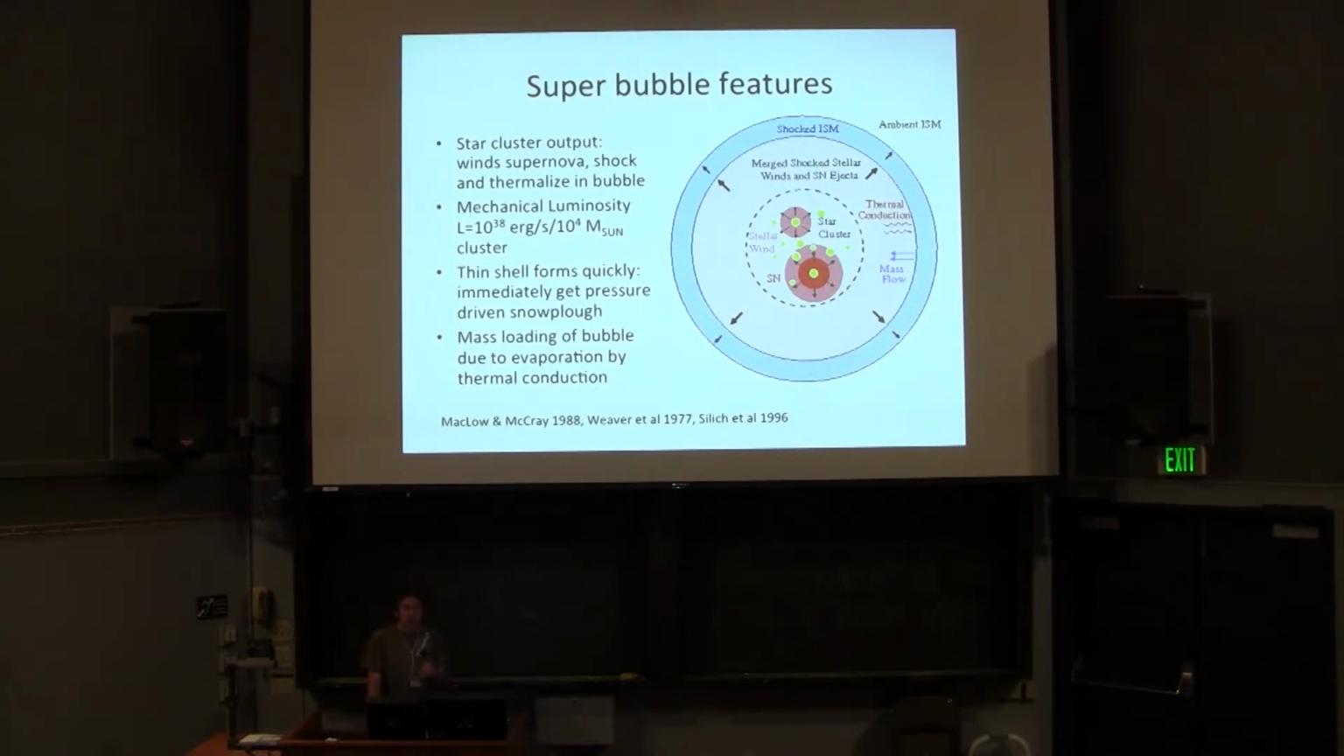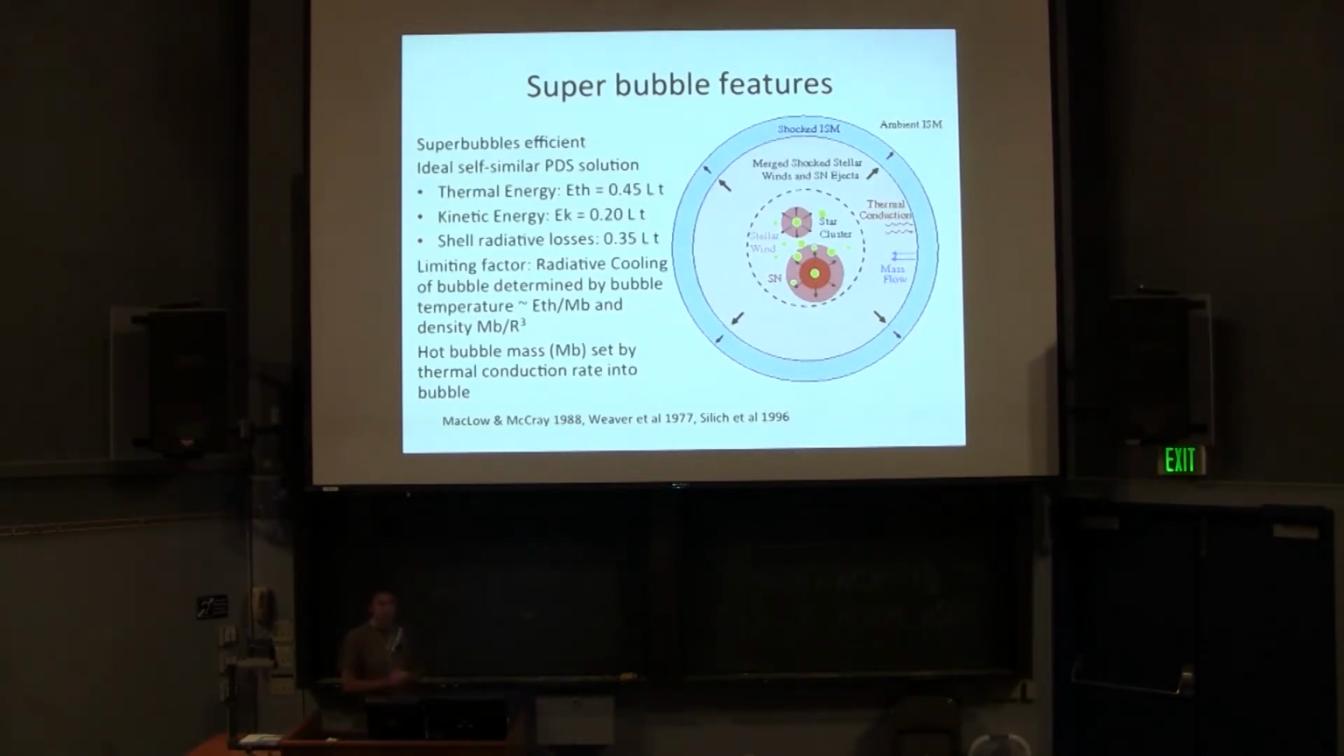And essentially, if you have a pressure-driven snowplow, you really don't get any mass loading. It's almost like a contact discontinuity between the bubble and the surface. So then you have to rely on additional physics, such as thermal conductivity, to move material from the dense shell into that bubble and tell you what the mass loading of the bubble should be.